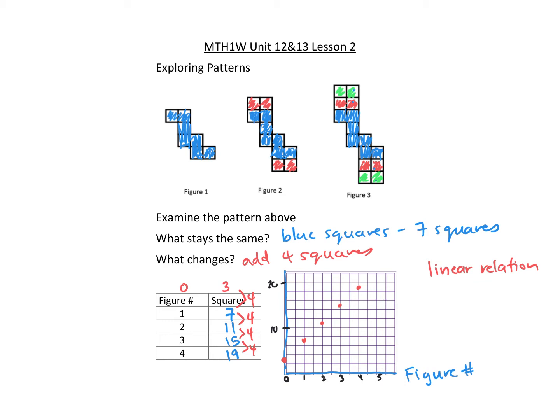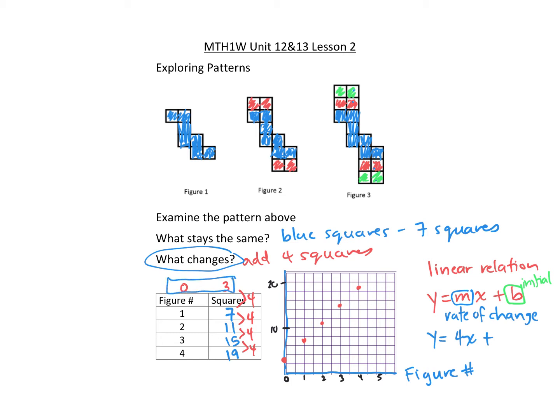We could also find an equation that describes the pattern. So since it is linear, we know it's y equals mx plus b. Remember that m is the rate of change, which in this case is 4 because they are changing by 4 every time. So I know it's y equals 4x. And then b is the initial value. Well, the initial value is always at 0, so it's not necessarily the 7 that we start with. We want the value that is at 0, so that would be 3. So my pattern would be 4x plus 3.